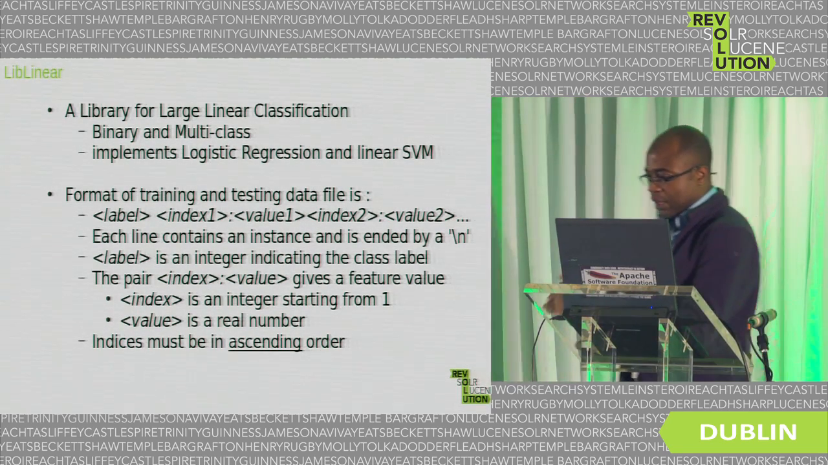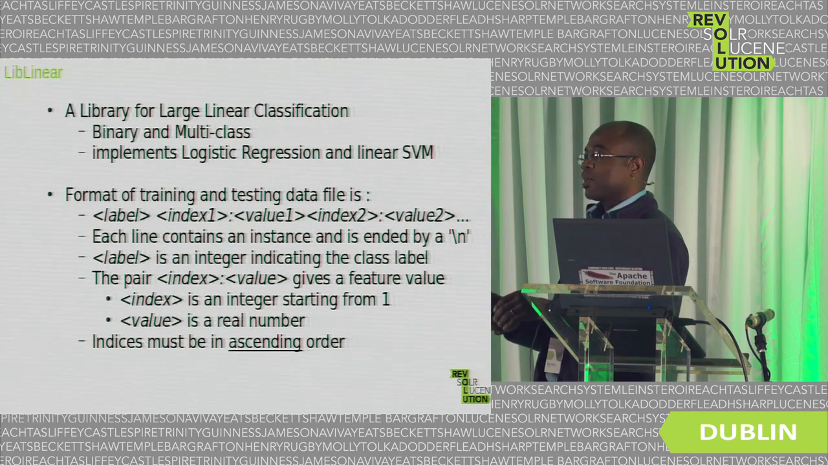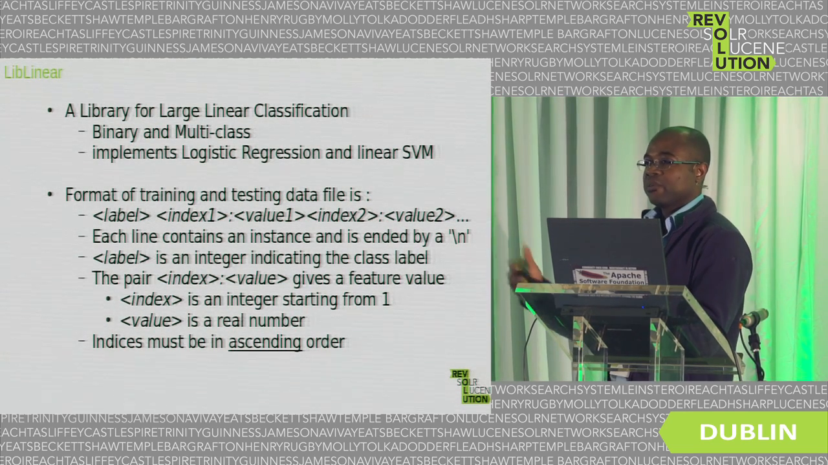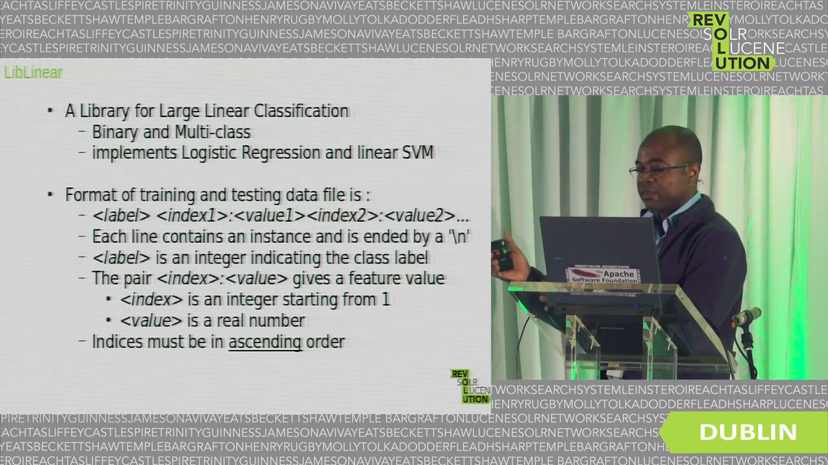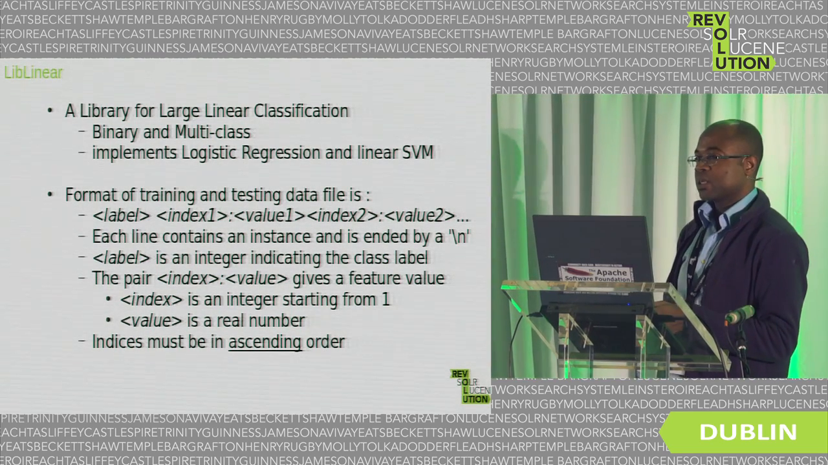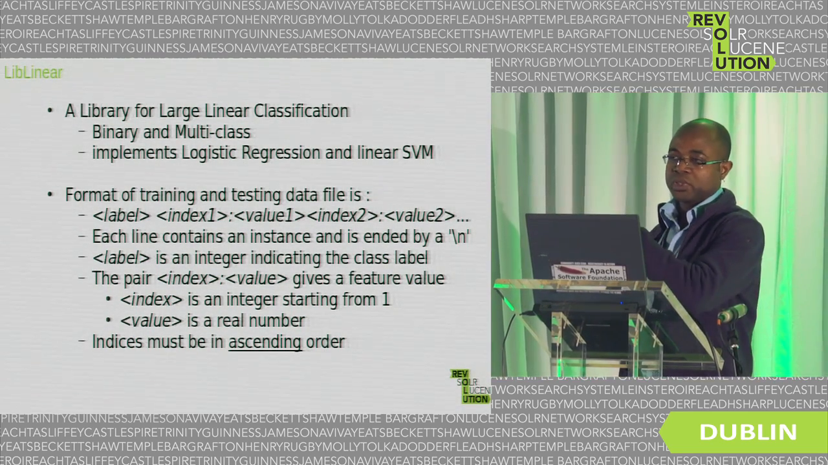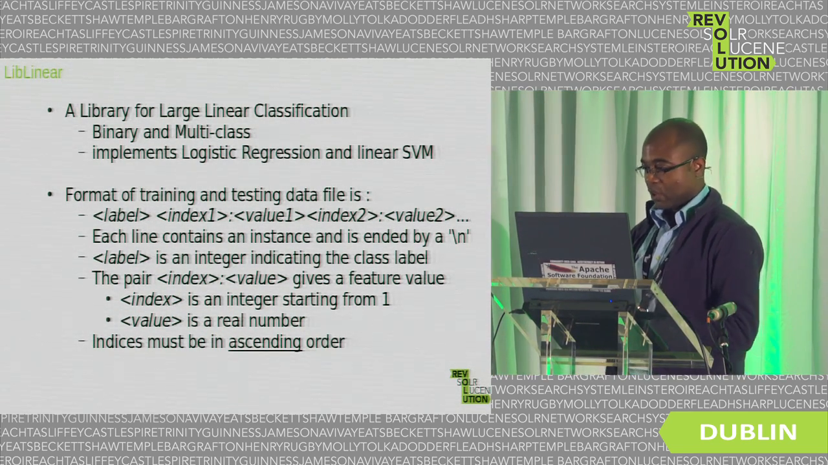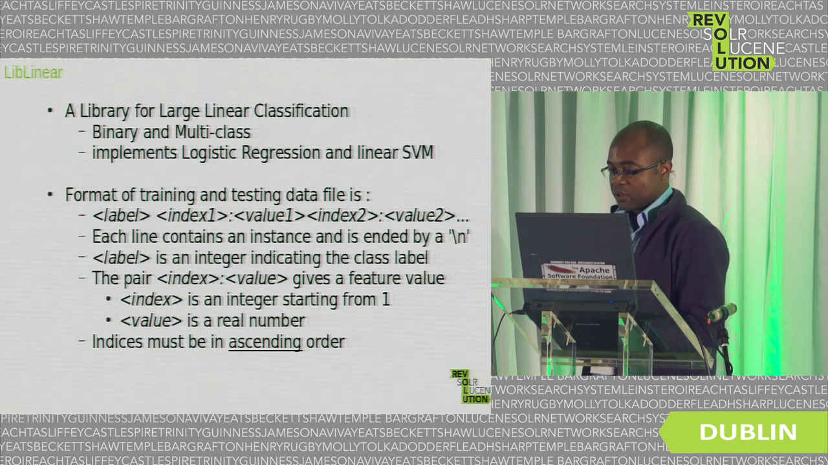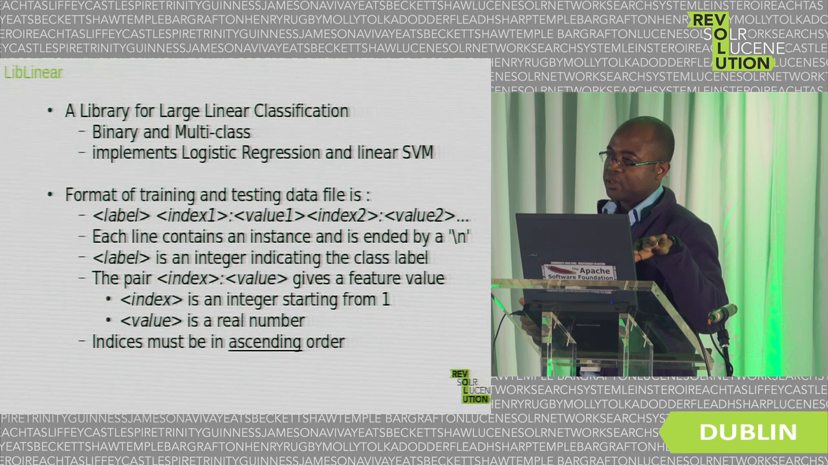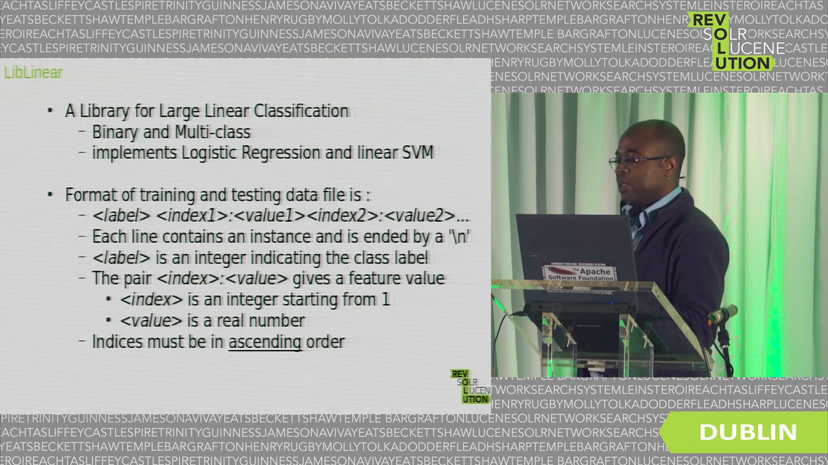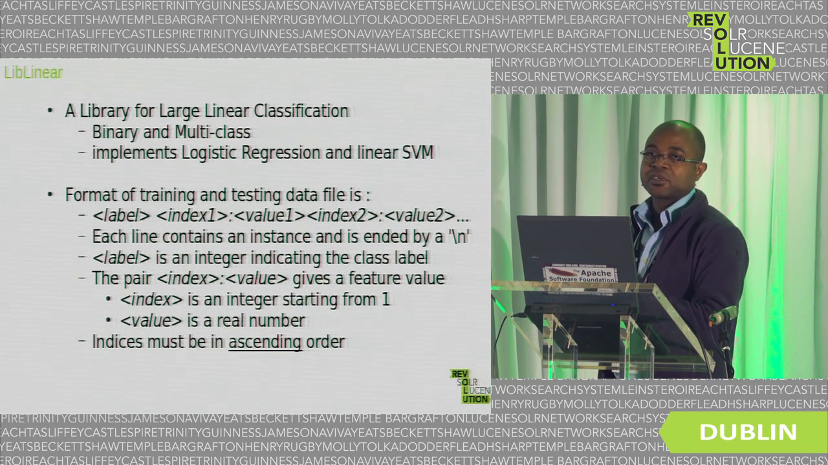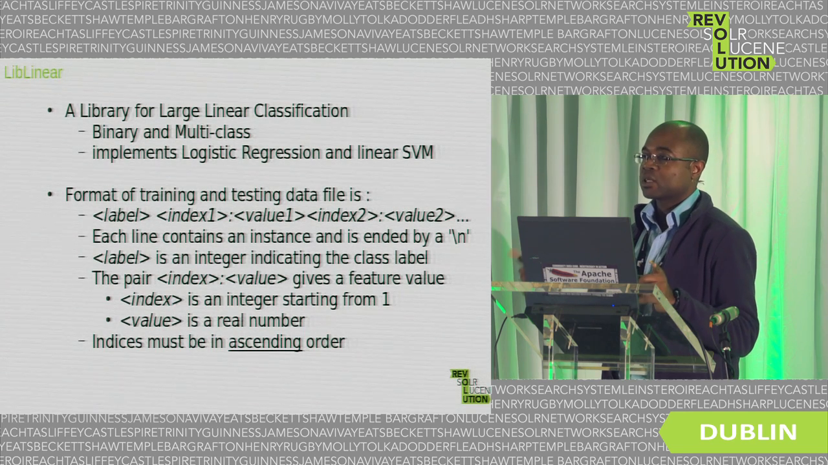It is very important. So the format of training and testing data file is the following. You have the label, it's the left one. Then you have index value pairs: index value, index value. Each line contains an instance, one instance per line. So each line is a document with its label. That is the training example. It's the same for the testing example, of course. Each line has its document, and the label is just an integer indicating the class. Because we are using binary classification, the label is just 1 or -1.